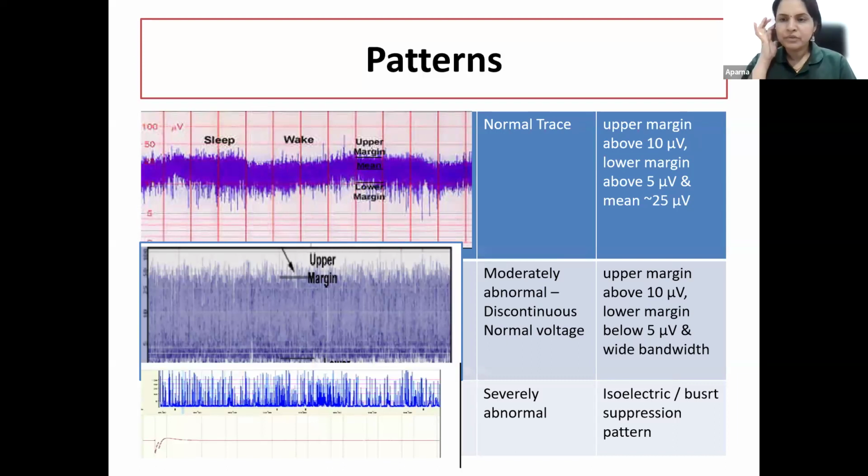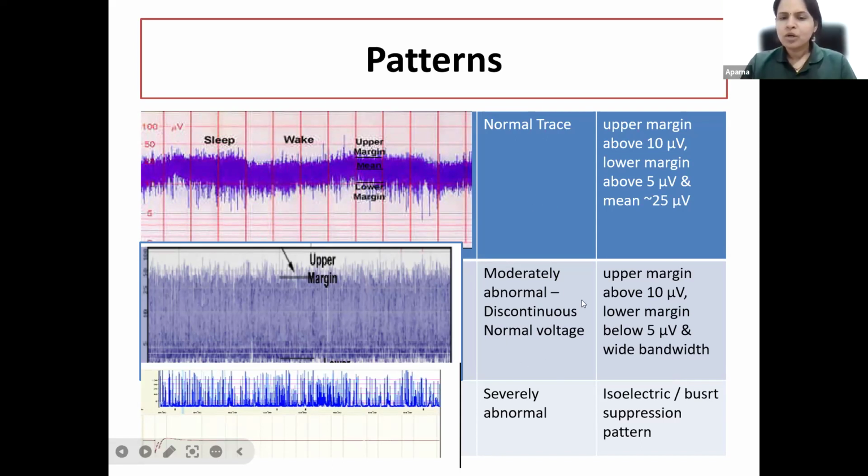So what are the different normal and abnormal patterns of EEG? In the typical normal trace, we must be able to see a lower margin, the minimum margin, which is more than 5 microvolts, and the maximum margin, which is about 10. And the mean is around 25 or so. So normally you will see something like this, where the minimum margin is definitely above 5. Maximum may go to something like 20, 25, and hence the mean is going to be around 25 microvolts. So the upper margin is about 10 and the lower margin is at least above 5. This is a normal trace.